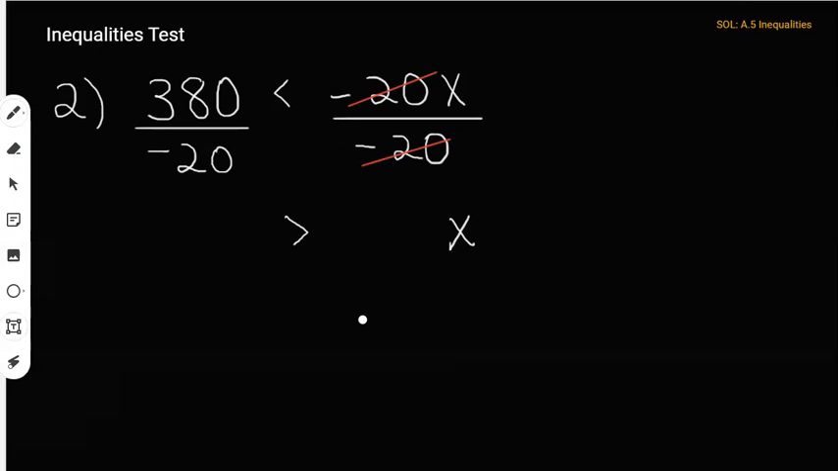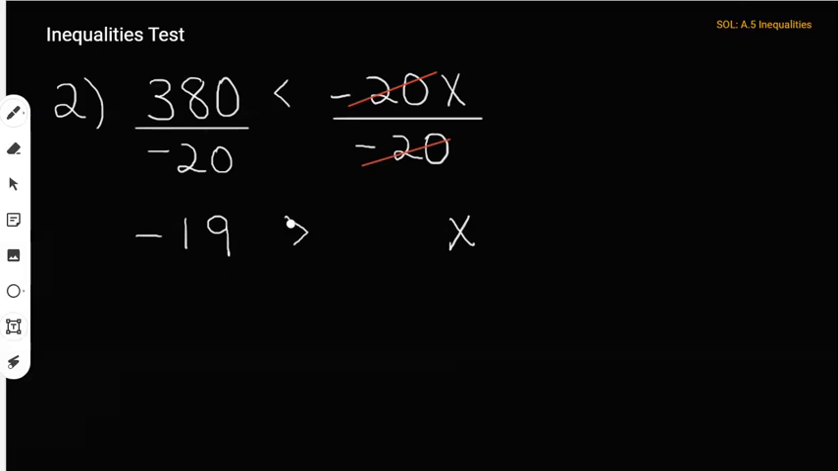Okay, so on the other side, you have 380 divided by negative 20. What would that be? Yep, negative 19. So right now, I have negative 19 is greater than x. Now, if I want to take the x and put it on the left side, I can do that. But in the process, I'm going to have to flip the inequality sign again.